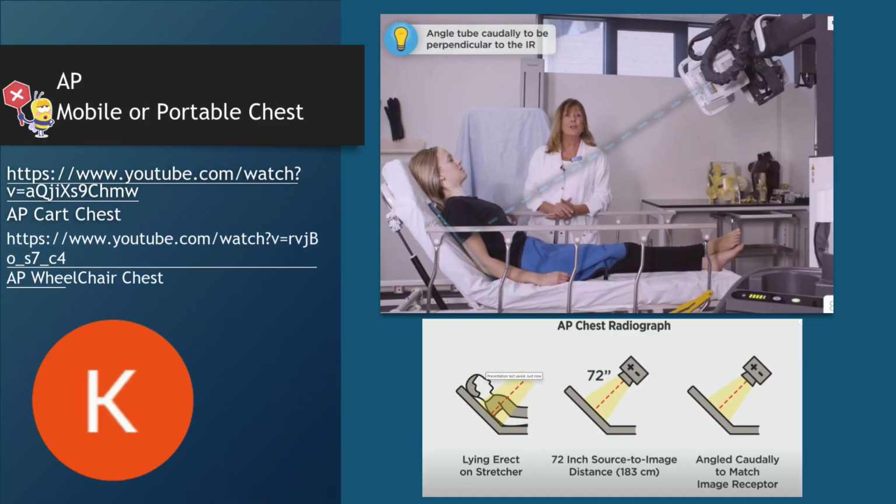It says angle tube caudally to be perpendicular to the IR. Because the patient is in a semi-erect position, we have to angle the tube to get that AP chest radiograph. And then it shows here the patient in an AP chest radiograph is laying erect on the stretcher. A 72-inch source to image receptor distance is used, or 183 centimeters from the source, and then it is angled caudally to match the image receptor.